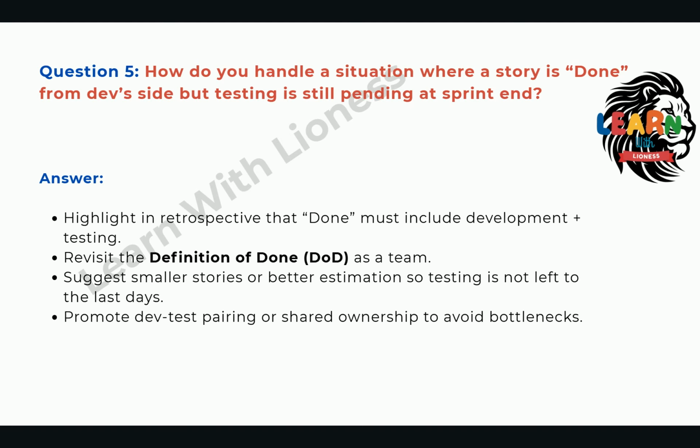Suggest smaller stories or better estimation so testing is not left to the last days. Promote dev-test pairing or shared ownership to avoid bottlenecks.